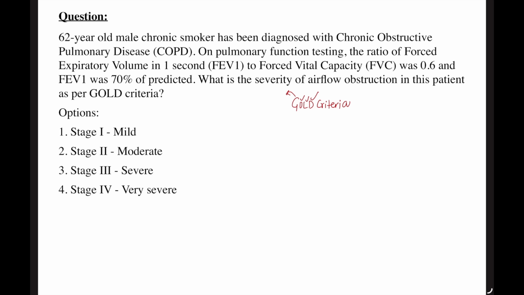It is for severity of airflow obstruction. You will identify severity of airflow. So severity of airflow can be identified with the help of spirometry findings. So what type of spirometry findings we are looking at? We are looking at two values. We all know, first thing we will do is forced expiratory volume in 1 second, FEV1, and FEV1 divided by FVC.